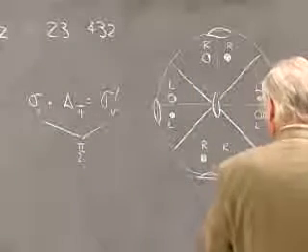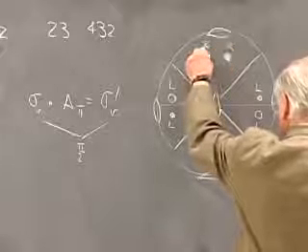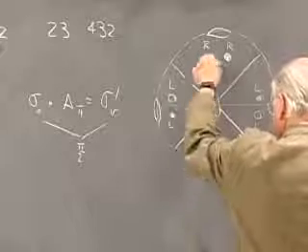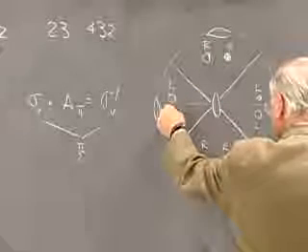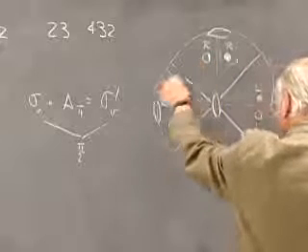Do we know how everything is related to everything else? We know how this one is related to this one by twofold rotation. We know how this one is related to this one. That's by reflection across the mirror plane. How is the first one related to this one?